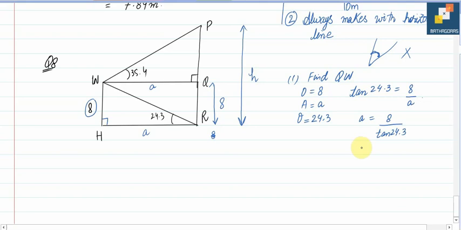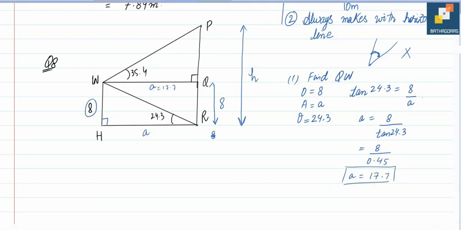It's 0.45. So 8 divided by 0.45 is equal to 17.7. You got the value of A, that is 17.7. Now consider the triangle WQR. In this triangle we need to find the value of PQ.